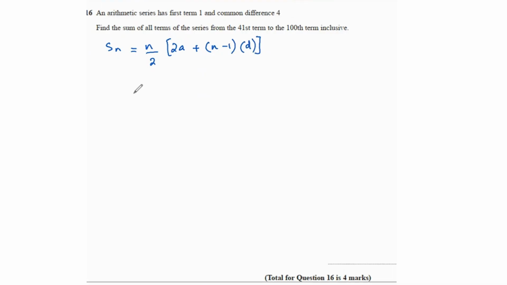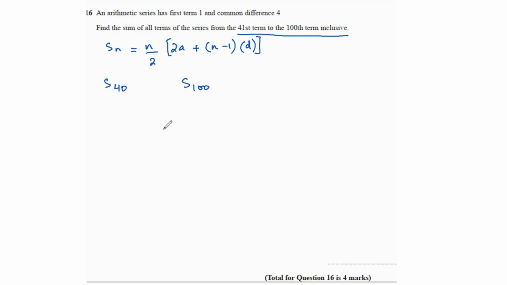They want us to find the sum of all terms of the series from the 41st term to the 100th term inclusive. If we find the sum of the first 40 terms and the sum of the first 100 terms, and we subtract the two, that will give us the sum of the terms from the 41st term to the 100th term inclusive.